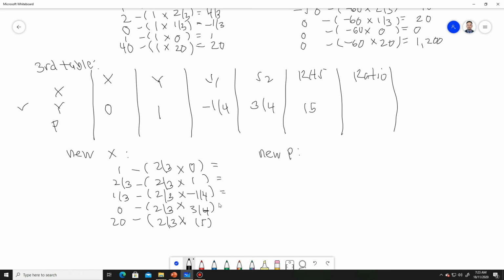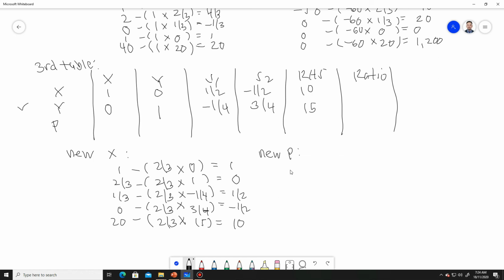So, isosolve na natin siya. This is 1. This is 0. This is 1/2. This is negative 1/2. And this is 10. Okay, so ilagay na natin siya dito sa row na to. 1, 0, 1 half, negative 1 half, and 10.